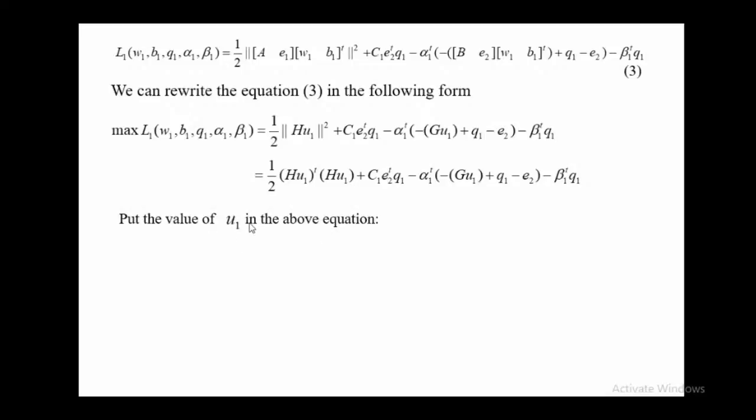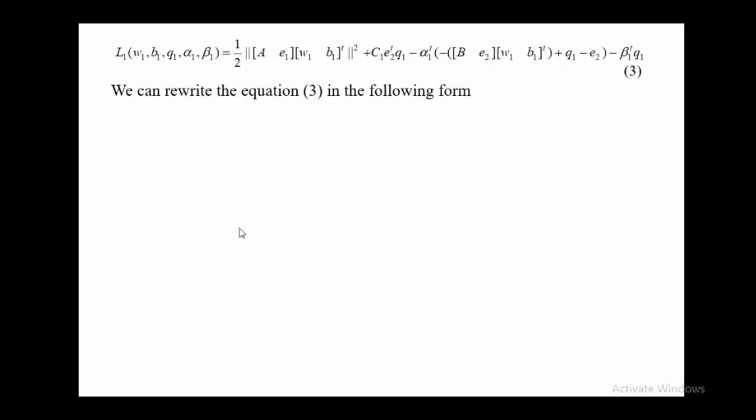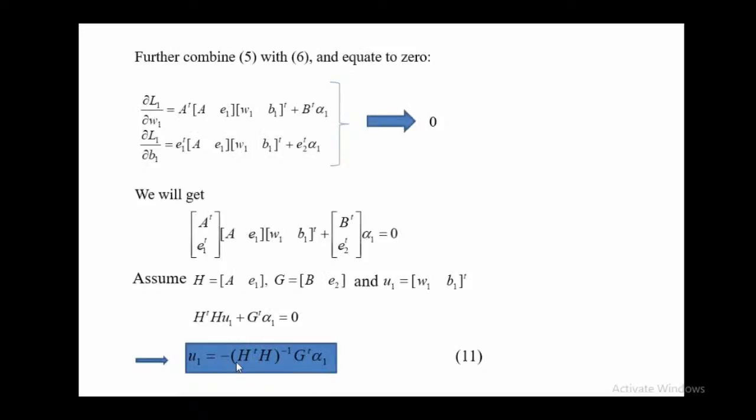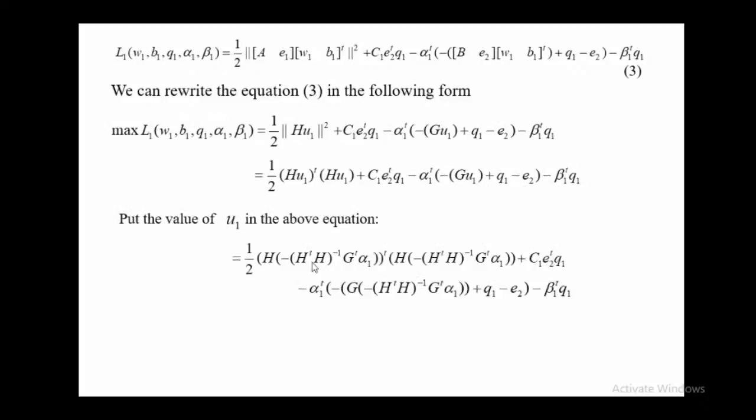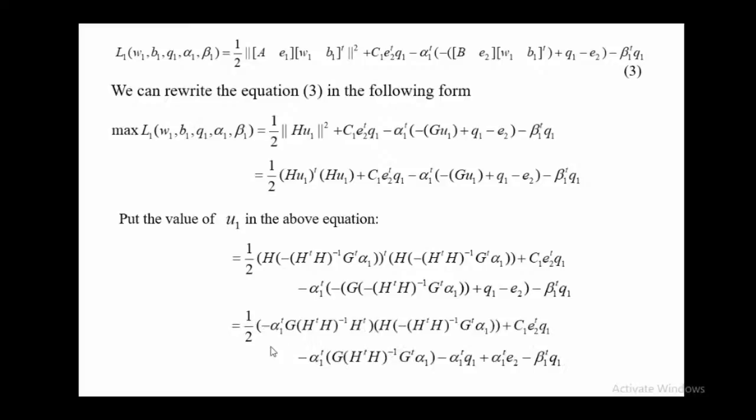So when you put this U1 here, you get this particular thing. I just replace this U1 by this one. When you do this, further we'll simplify it in this particular manner. This transpose I am just removing, or you can say I am writing it in this manner. So the transpose will go inside, and this whole term will come as a reverse.